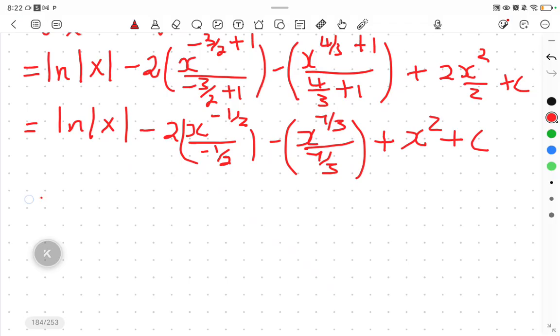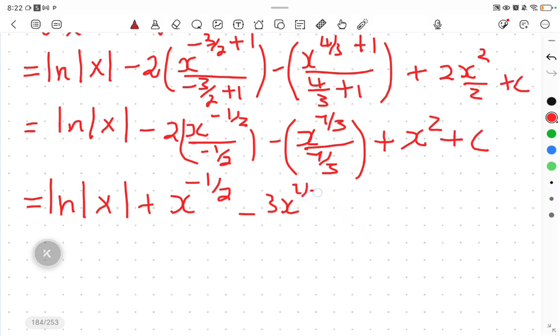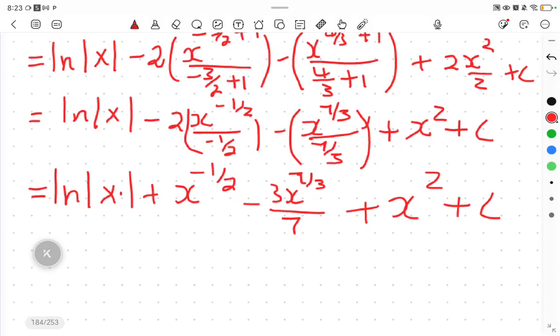Then the 2 will cancel the 2 there. Then we'll have ln of x. The 2 here will cancel the 2. This becomes positive x to the minus 1 over 2. Then this will be minus 3x to the 7 over 3 over 7. So remember, this one always goes here, right? Or you can just multiply here by 3 over 3. You see, right? And then that will cancel. Plus x squared plus c. Then this will be the final solution.